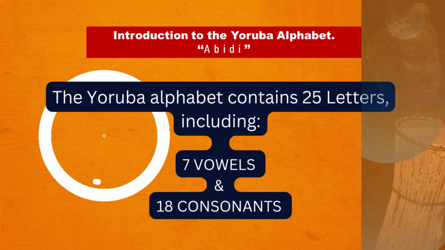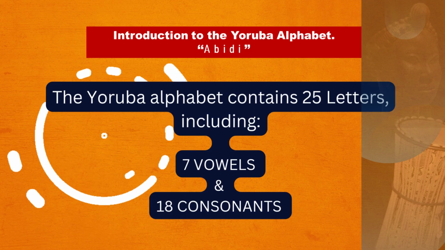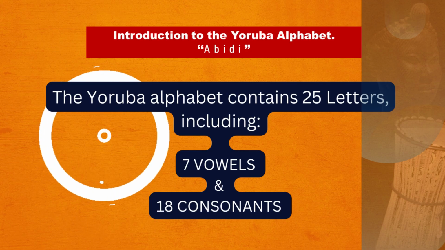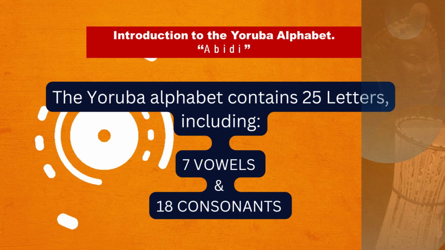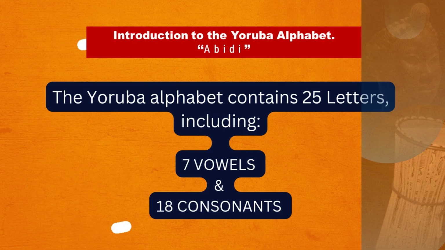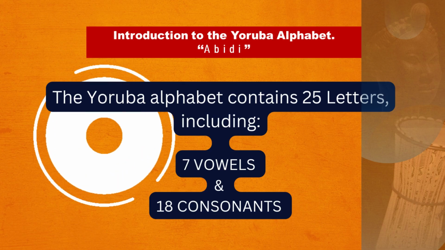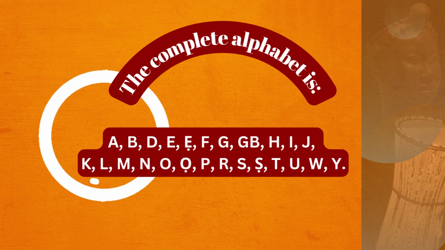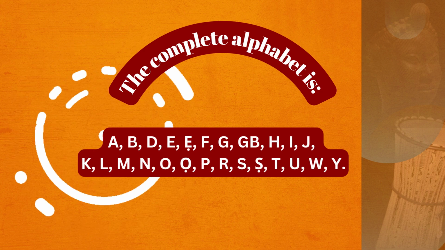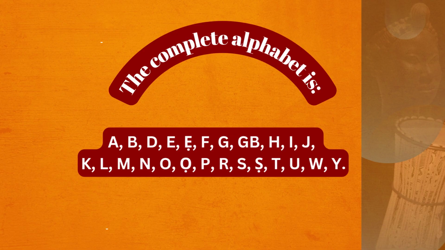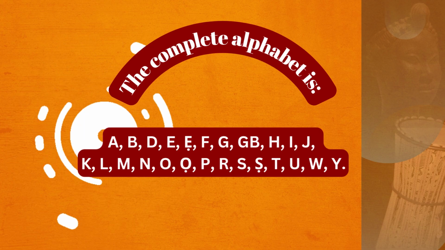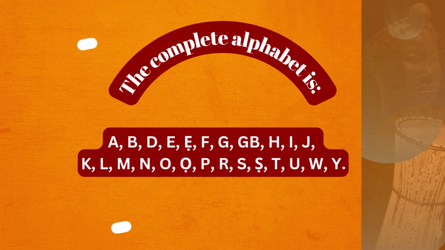The Yoruba alphabet contains a total number of 25 letters, which include 7 vowels and 18 consonants. Vowel méje àti consonant méjìdínlógún. Abidi náà ni A, B, D, E, F, G, Gb, I, J, K, L, M, N, O, P, R, S, Ṣ, T, U, W, Y.